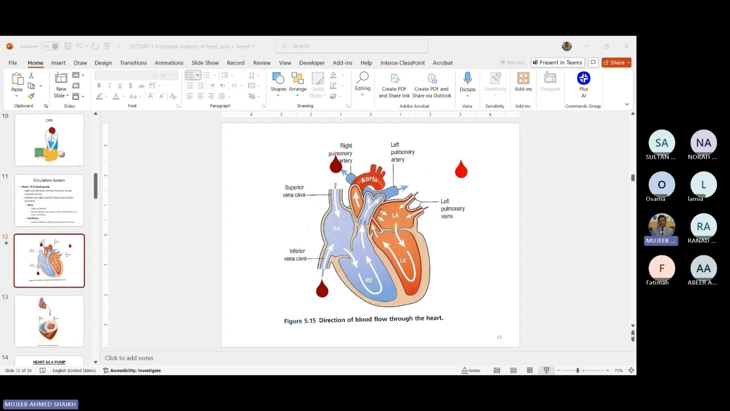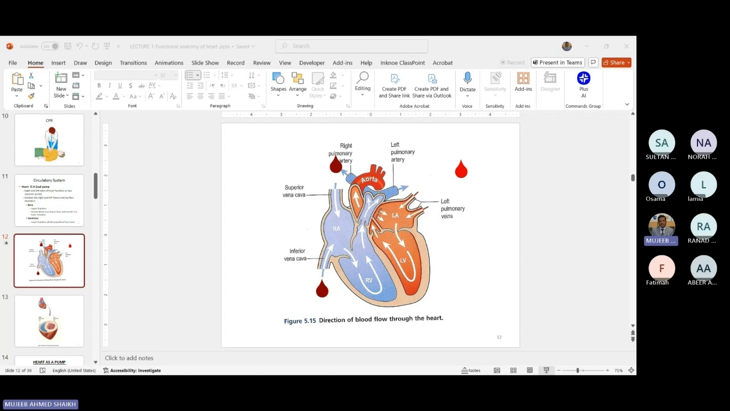This is guarded by valves. This valve is present in between the atrium and the ventricle, so this is called the atrioventricular valve. It is on the right side, so we call it the right atrioventricular valve.